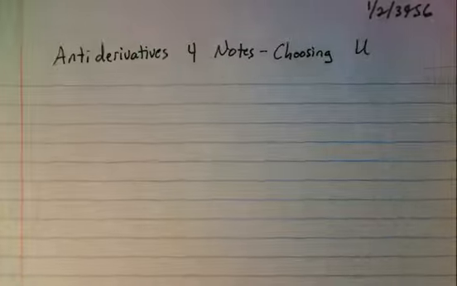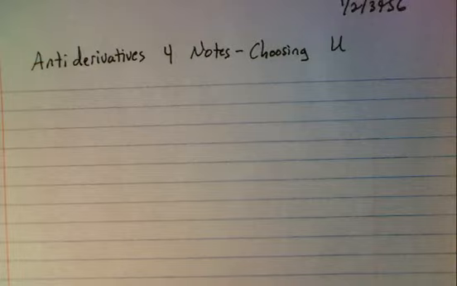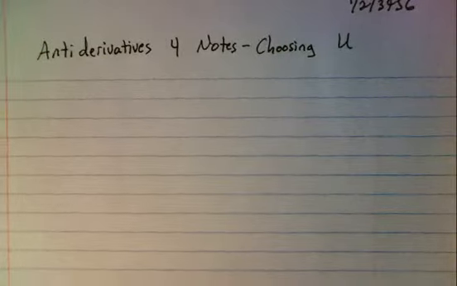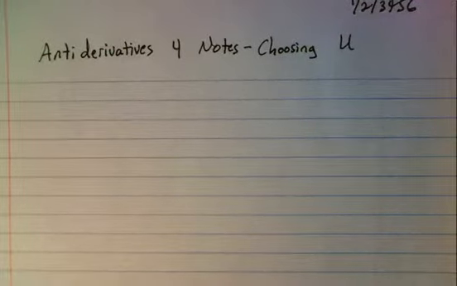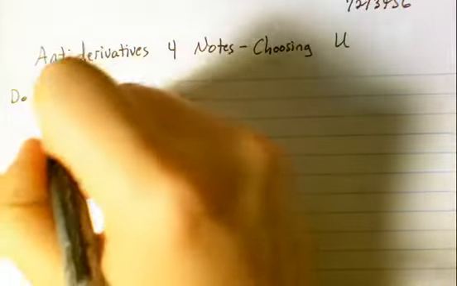So what we're going to look at today is several steps you go through to figure out how to solve problems. So when you're approaching a problem and you're asked for an antiderivative, the first thing that you want to do is answer the following question. So let's say, do these steps.